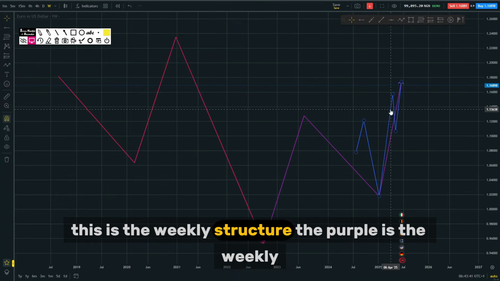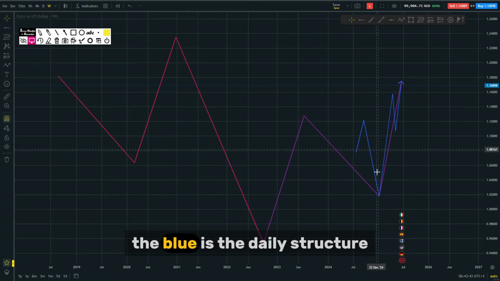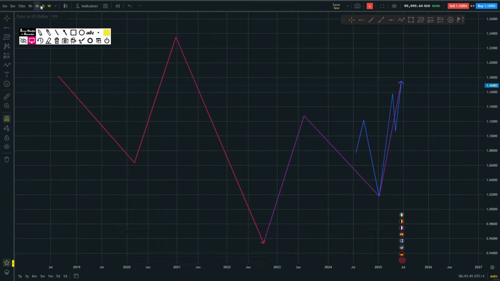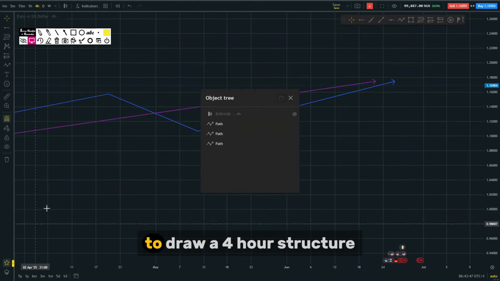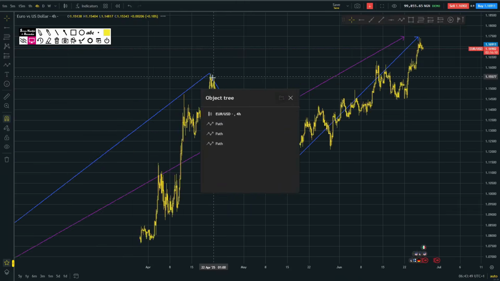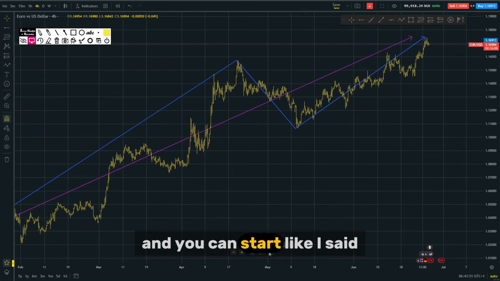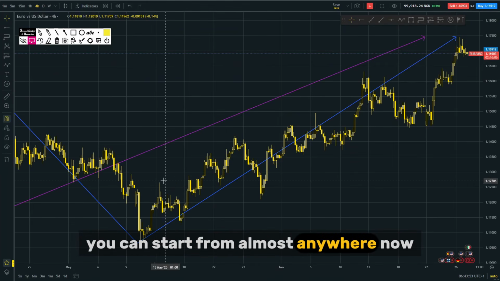This is the weekly structure. The purple is the weekly. The blue is the daily structure. Now we're going to head into the 4 hours to draw a 4-hour structure. And you can start, like I said, from almost anywhere.